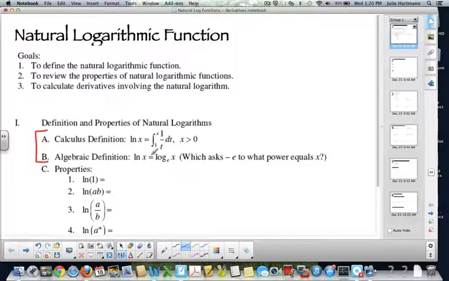Properties you should know from pre-calc. ln of 1 is 0 because e to the what power equals 1, that would be 0. ln of a times b is ln of a plus ln of b. ln of a over b is ln of a minus ln of b, and then ln of a to the n is n times ln of a. We did review that at the beginning of the year as well, so hopefully it is fresh in your mind.